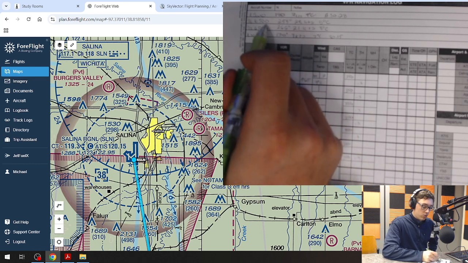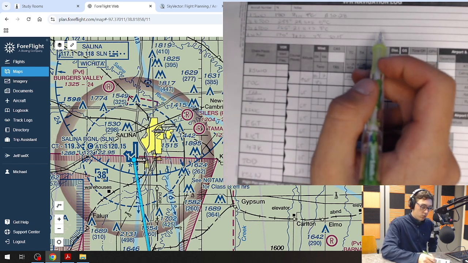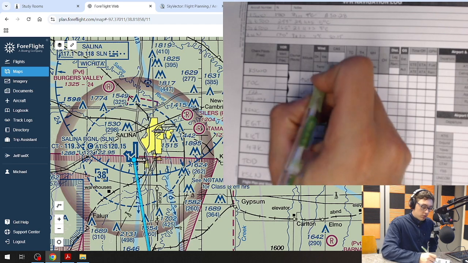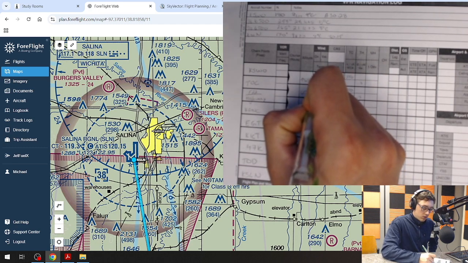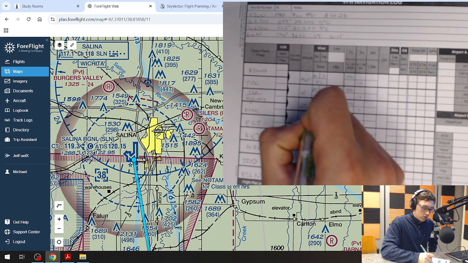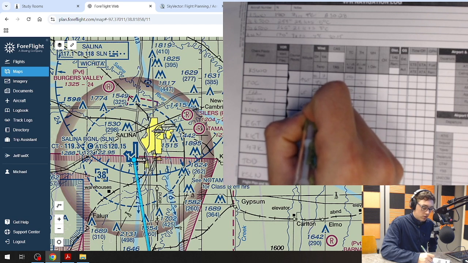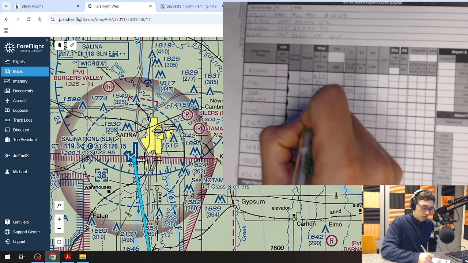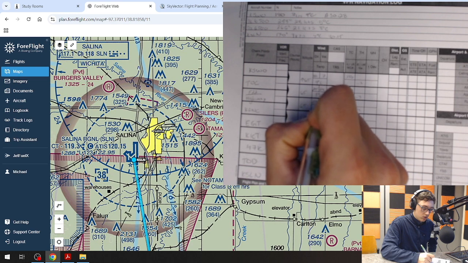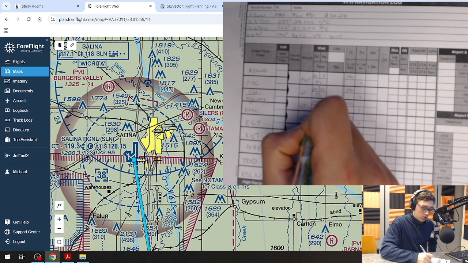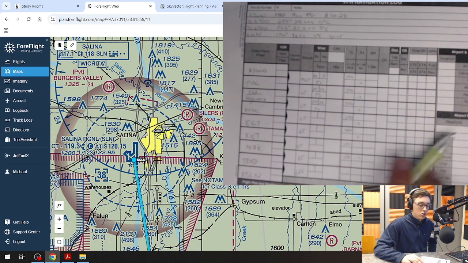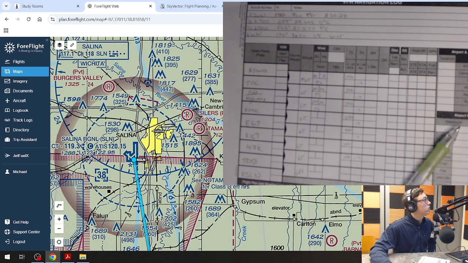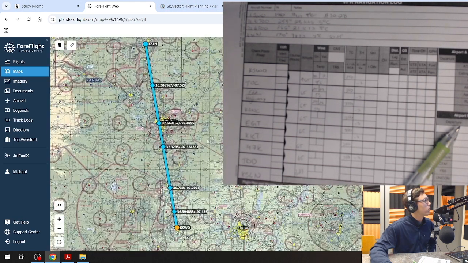Then as we climb up, we'll just use our winds aloft for our first half portion. 255 at 28. At 28, let's do that again. And 5 degrees Celsius, don't forget, degrees C. 28, 5 degrees Celsius. Then looking at your chart, let's look at ForeFlight one more time and see where that halfway portion is.